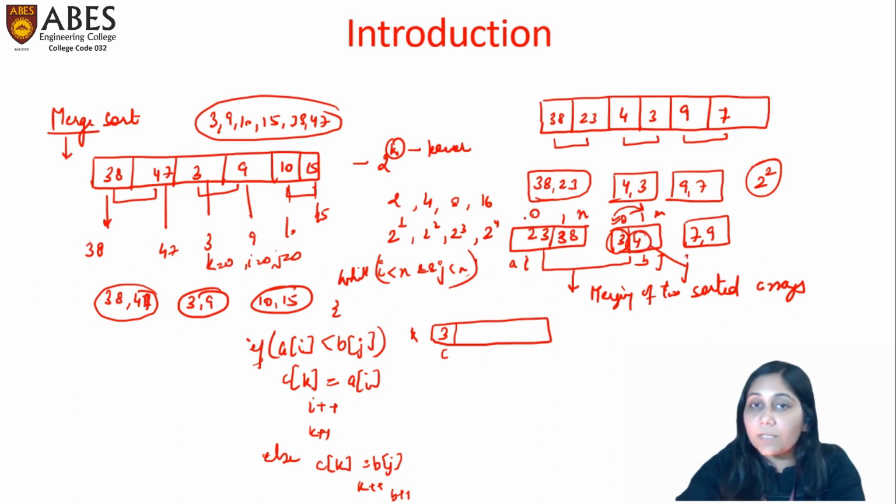Now you see again, but your I is not moving because I will only move if this condition gets true. Now you see, if again I compare 23 with 4, I know that this 4 is the lesser one. So again, 4 will be placed over here and then you will come out of this loop. So whatever is left, you just need to put it inside this one.